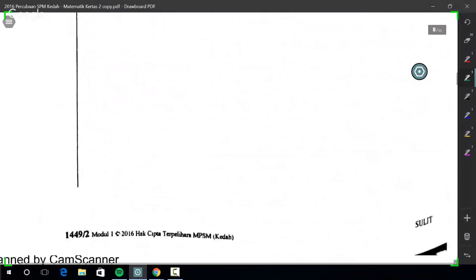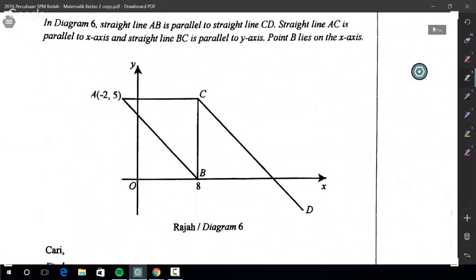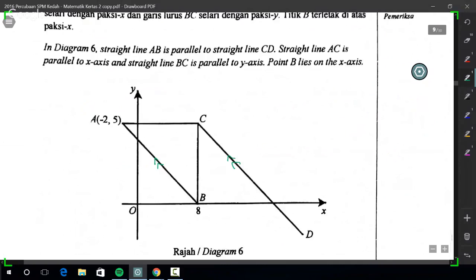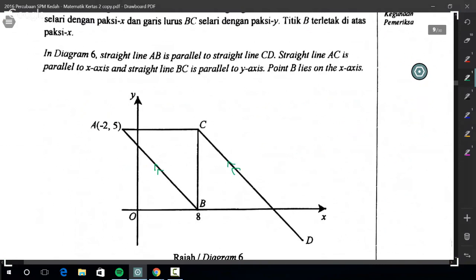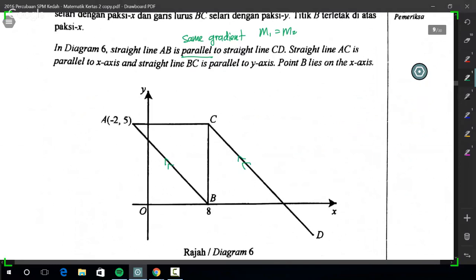Right, so let's move on to number 6. In this diagram, the straight line AB is parallel to the straight line CD. So since they are parallel, I will actually draw the parallel here. Parallel means what? Whenever you see parallel, you should know that they have the same gradient. If you do not know what the gradient is, it is the m inside y equals mx plus c. This is m. That means gradient 1 will be the same as gradient 2. This is what parallel means.